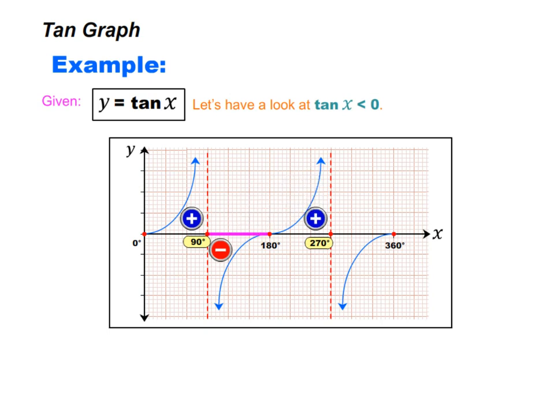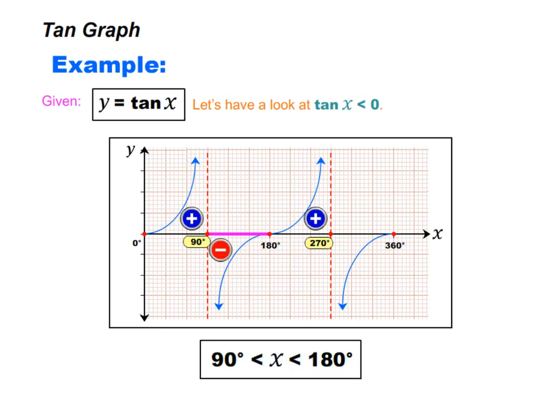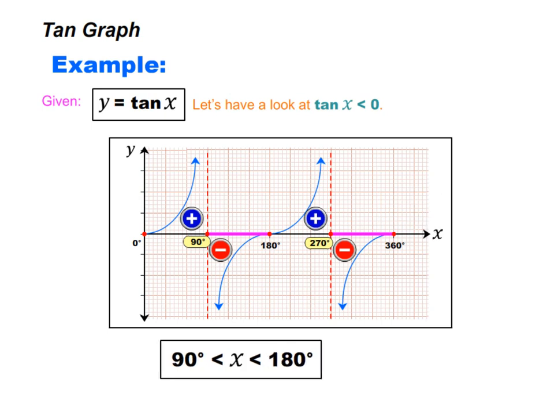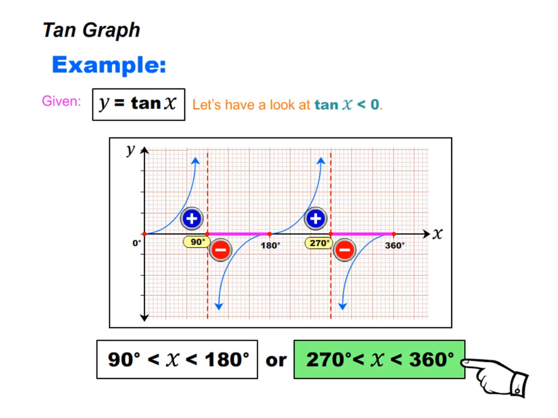We write our solution like this. Look at 270 degrees, which is here, and look at 360 degrees, which is here. The graph is negative between 270 degrees and 360 degrees. We write our solution like this.